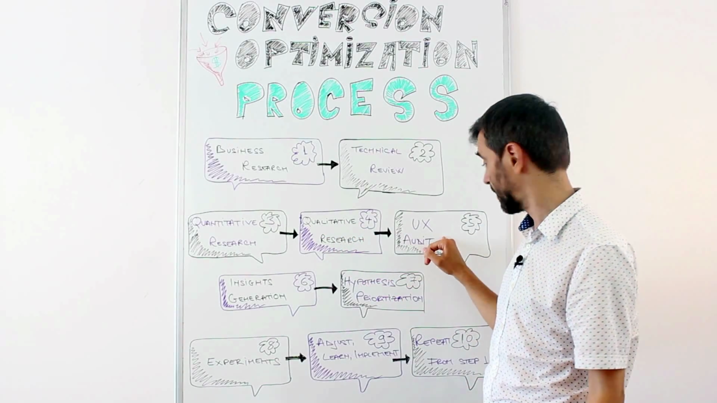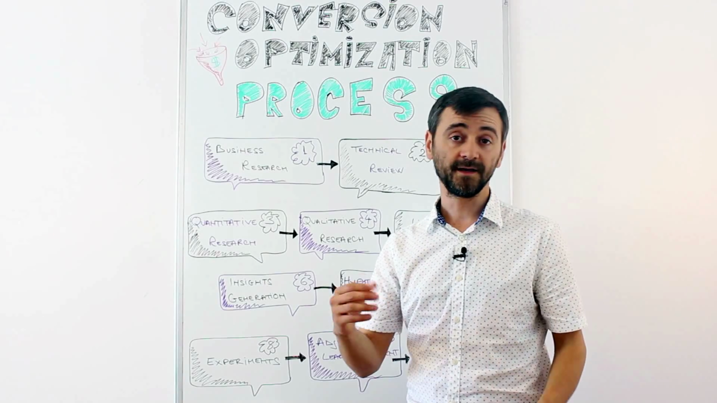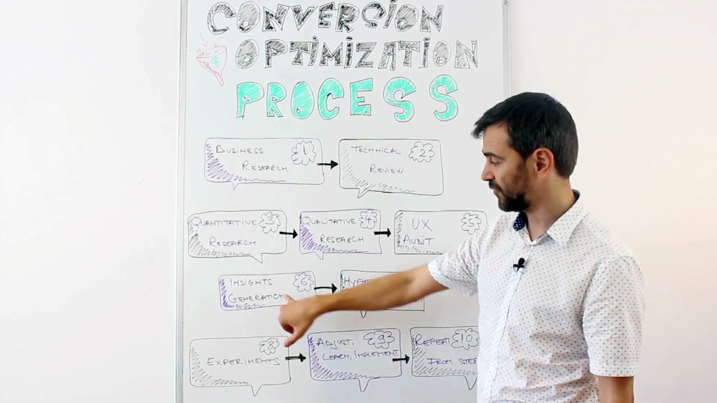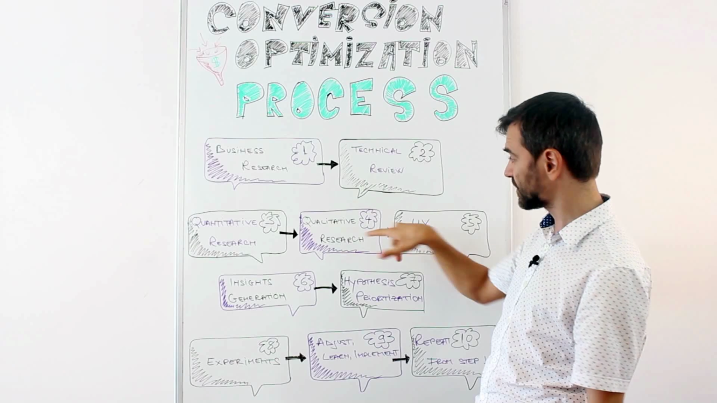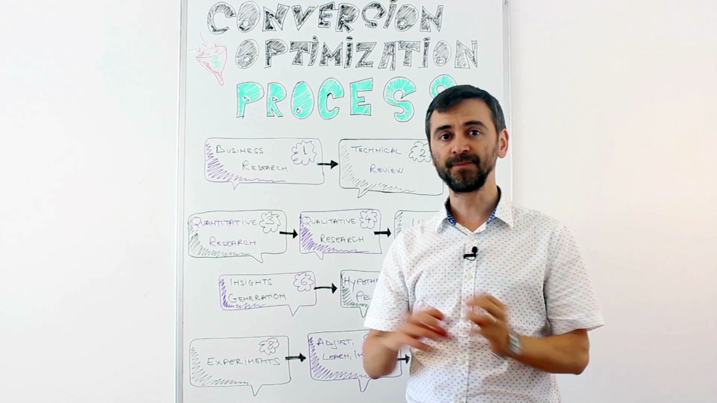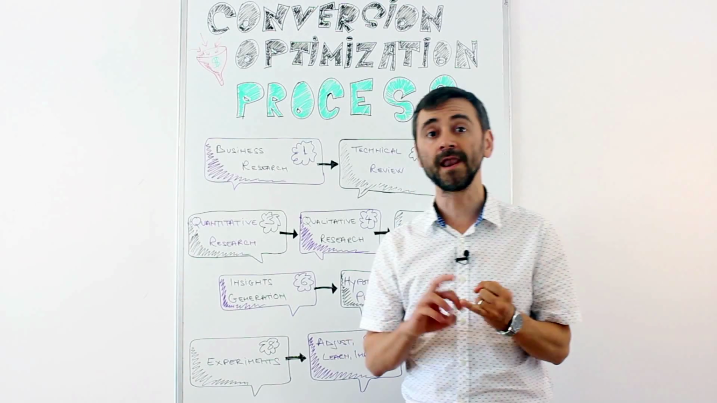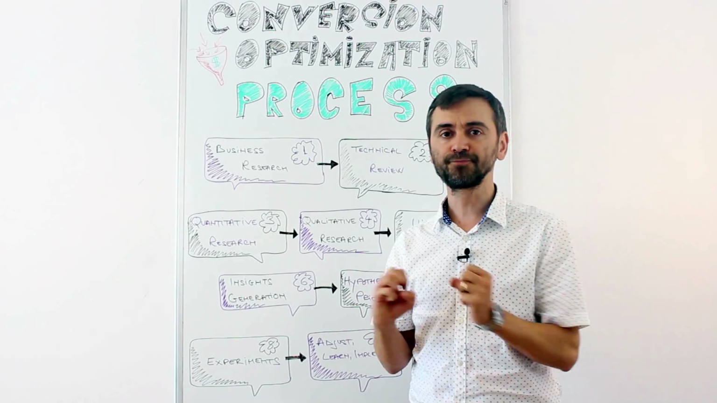Then you do the user experience audit. You take a look at the routes, at the flow, at all the elements, how many steps the visitor should go through so that it converts. After that, you do the insights generation. So based on all these data sources, you come up with the insights. So what's an insight? The difference between an insight and a piece of data is that the insight is highly actionable. So it's an anomaly.